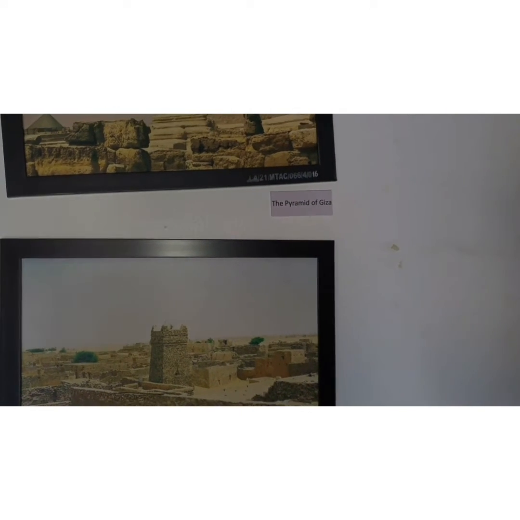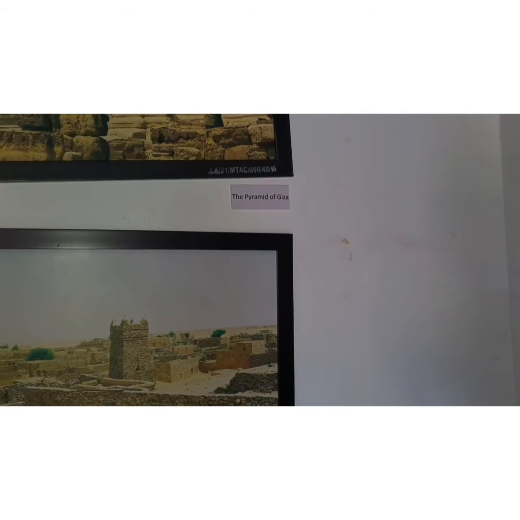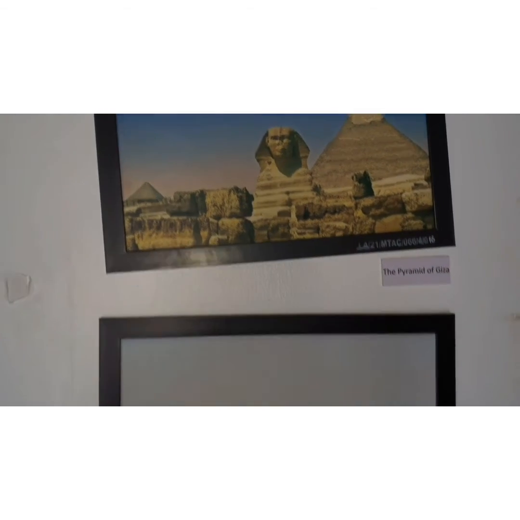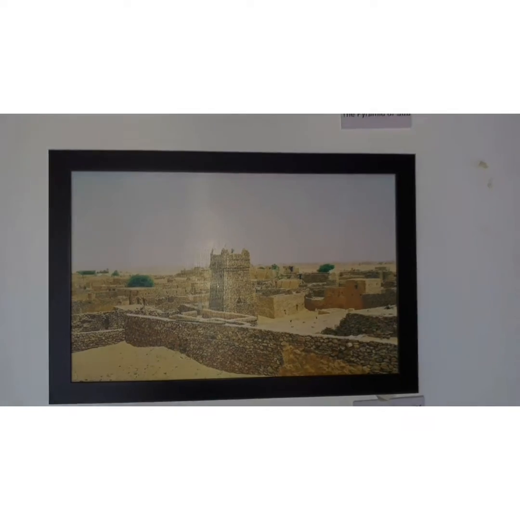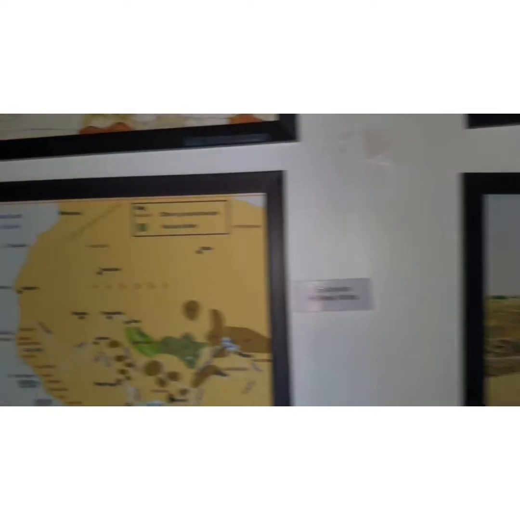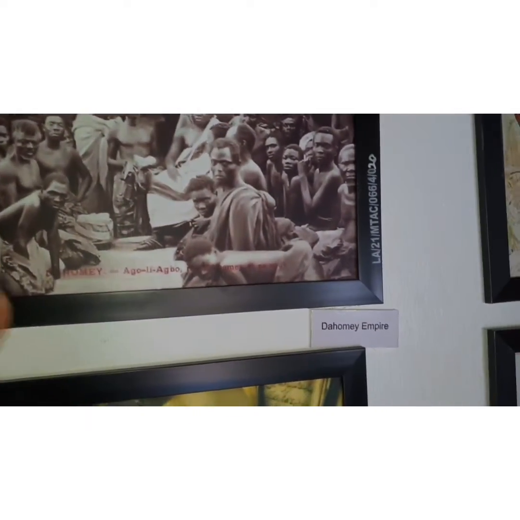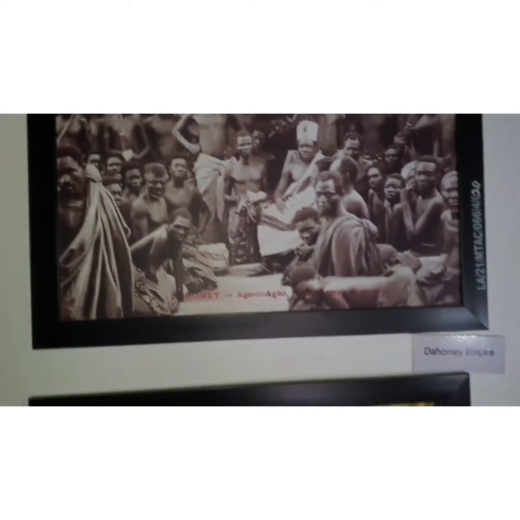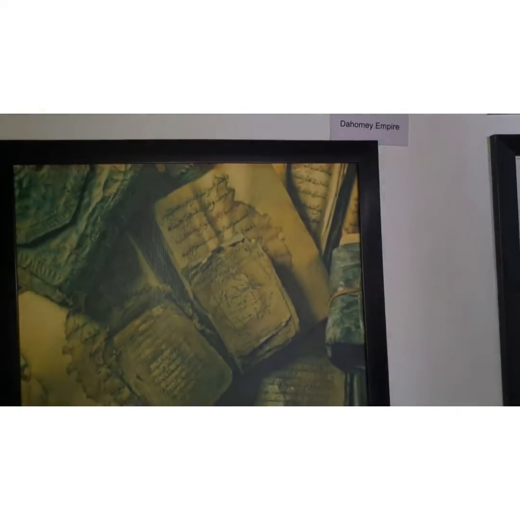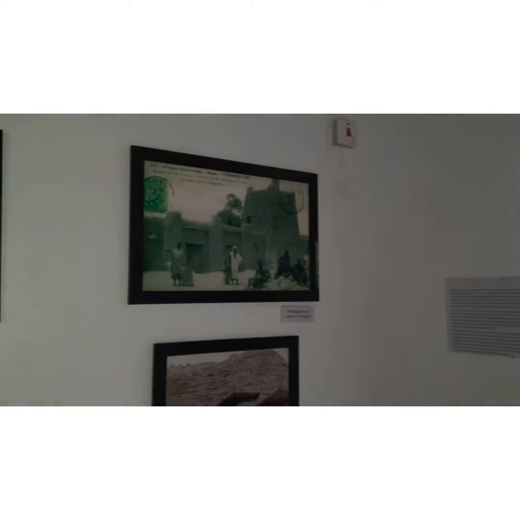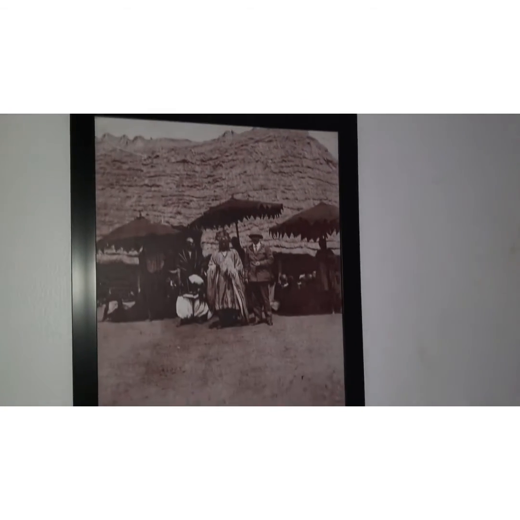So that's the pyramid of Giza in Egypt. You can see that. That's the phoenix head. So what else are we looking at? Yeah, the Egyptians. This is the Dahomey Empire. It's the current Benin Republic, right? They have a border with Badagry. So a lot of those slave trade people were going back and forth between both Badagry and Dahomey then, right?